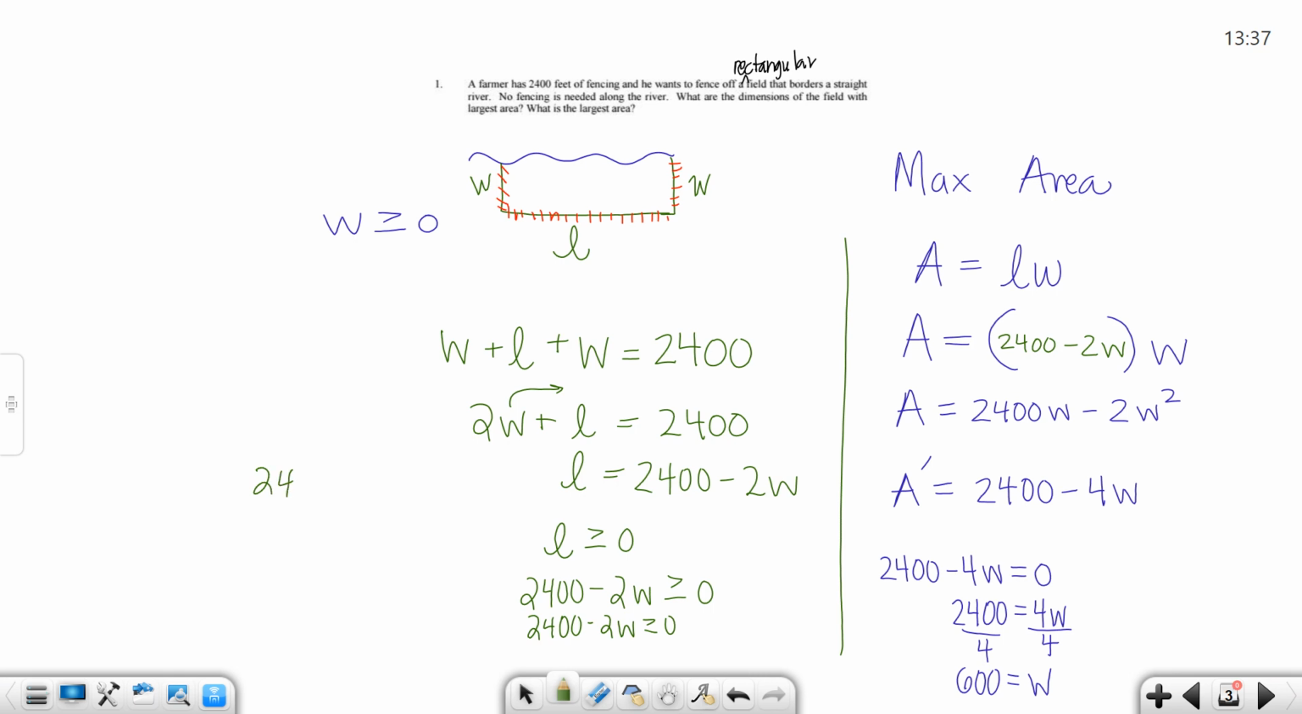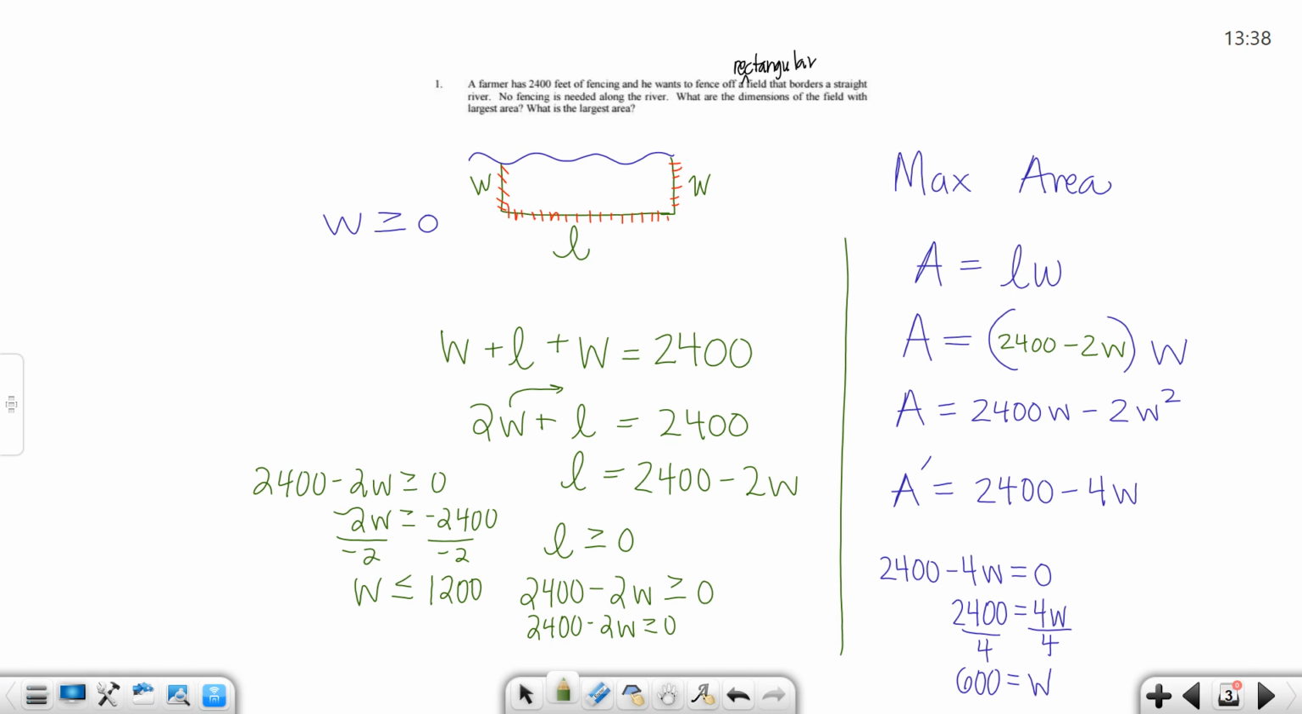Let me scoot that over a little bit. So negative 2W would be greater than or equal to negative 2400. Divide both sides by negative 2, and when you do that, you have to flip your sign. So W is less than or equal to 1200. Now you'll say, well, what did you do that for? Because remember when you do an absolute max or an absolute min back from earlier in this chapter, you have to check the endpoints of the domain.